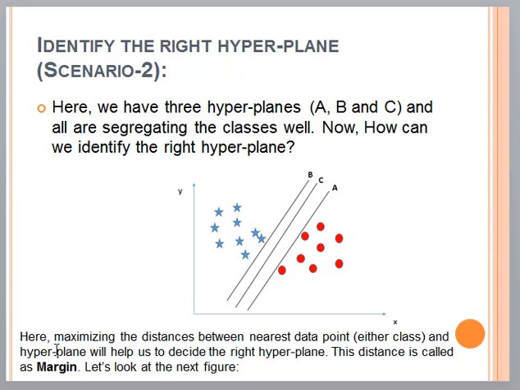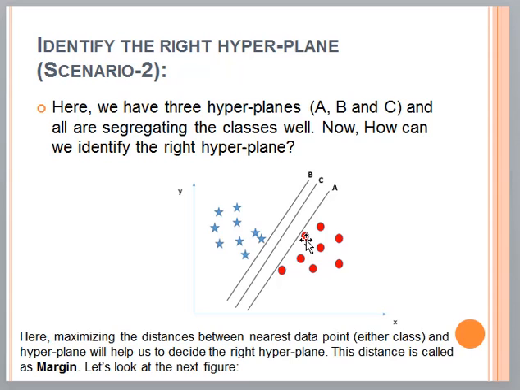Now here, maximizing the distances between the nearest data point, of either class, and the hyperplane will help us to decide the right hyperplane. So here we are establishing a rule, and the rule is that we want to maximize the distances between the nearest data points and the hyperplane. And what are those distances? For example, we have one class here, one class here, and we have a distance of this instance to this hyperplane.